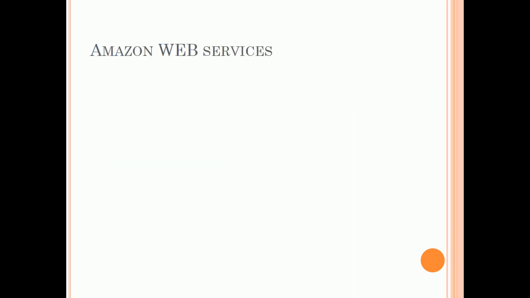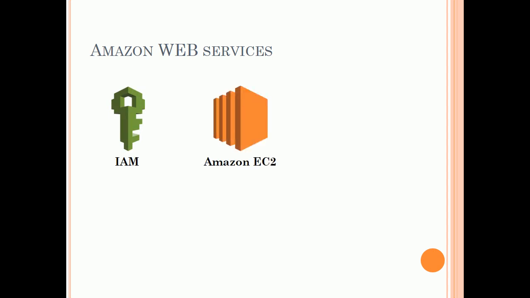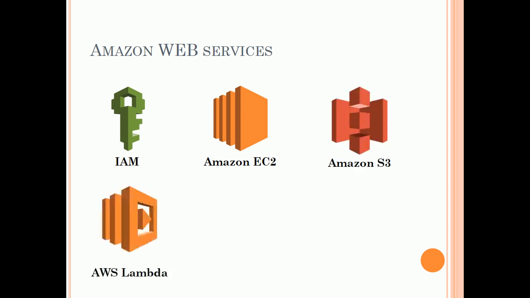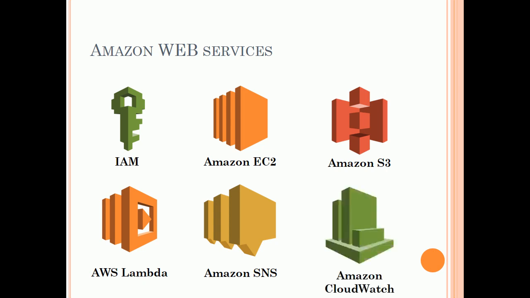We are going to see some of the Amazon Web Services which we are going to use in this course. The first is IAM, that is, Identity Access Management, then Amazon EC2, Amazon S3, AWS Lambda, Amazon SNS, and Amazon CloudWatch. So now let's take a brief overview of all these web services.